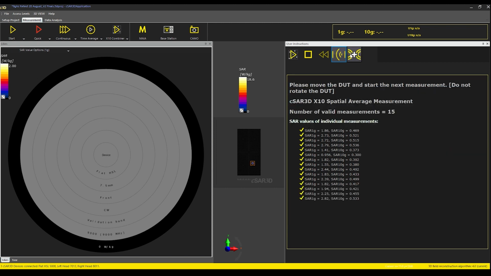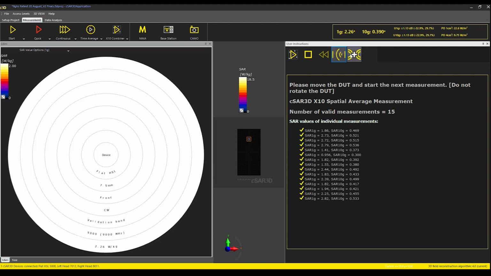Once the measurements are finished, I press the field combiner icon and the system combines all measurements and displays them on the SAR value window. In this case, they are 2.26 watt per kg 1 gram and 0.39 watt per kg 10 gram.